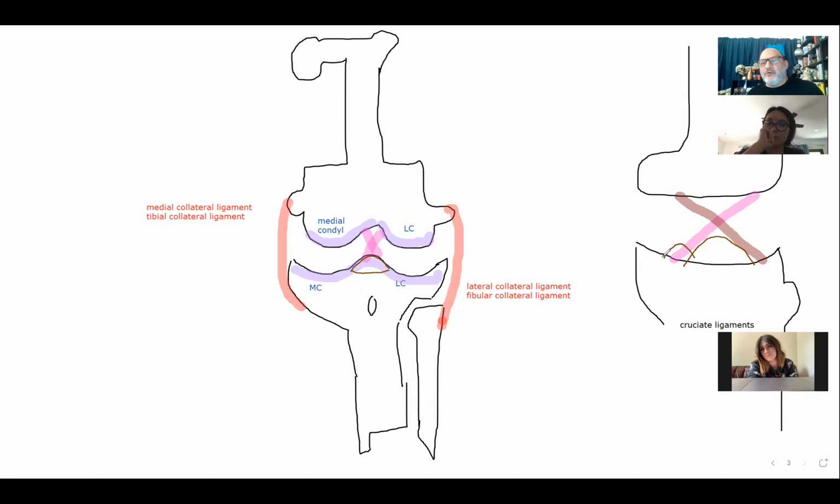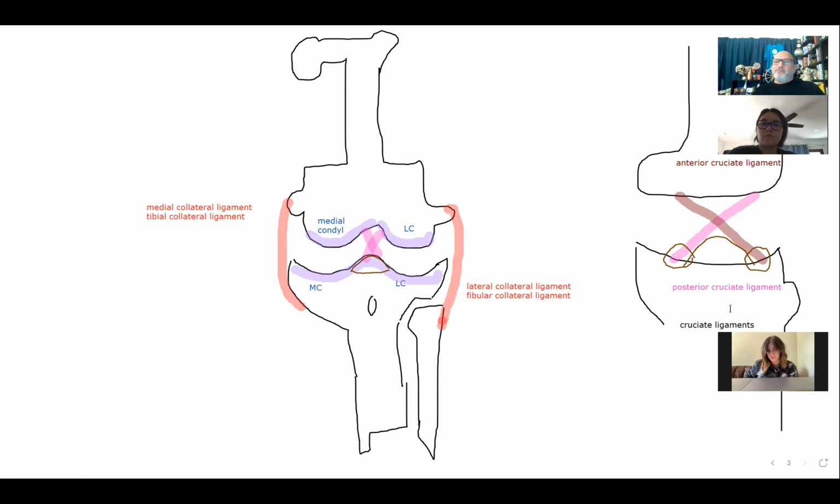Notice this one, the pink one, attaches to the back of the intercondylar eminence, and this one attaches to the front of the intercondylar eminence. So the one that attaches to the front is the anterior cruciate ligament. And the one that connects to the back, in this case the pink one, is the posterior. Excellent.